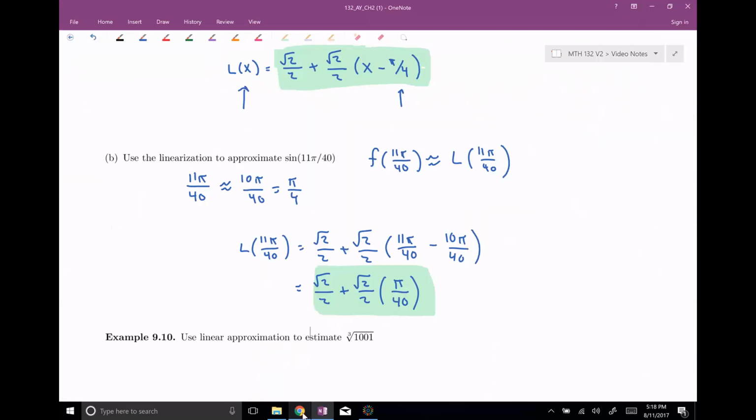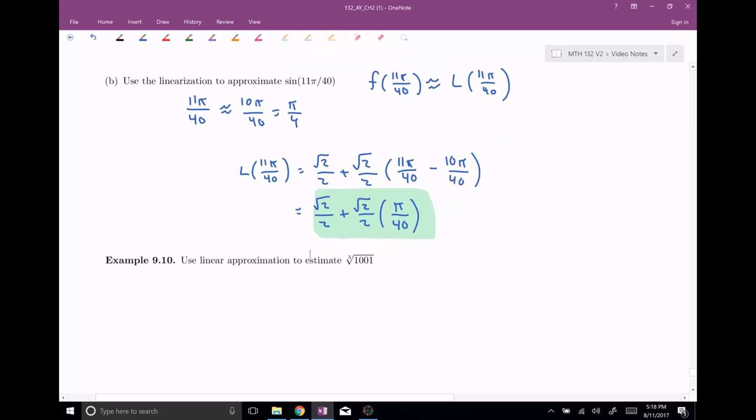All right, moving on to our next example, we have: use linear approximation to estimate the cube root of 1001. Now notice that this is a little bit more difficult of a problem because we don't have a function, right? So the question is, what is our function that we want? And it also did not specify an a value, right? Where should we actually pin this tangent line to?